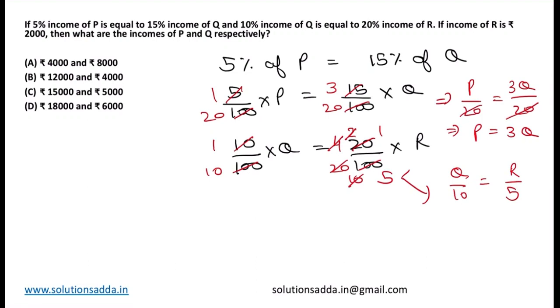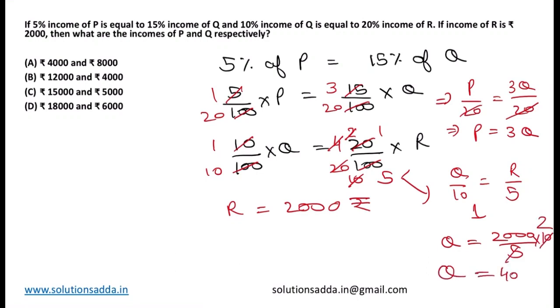Now we have the value of R given in the question, that is 2000. So R equals 2000. Keeping this value of R in this equation, we get Q equals 2000 by 5 into 10. Hence the value of Q is 4000. Therefore Q has 4000 rupees.